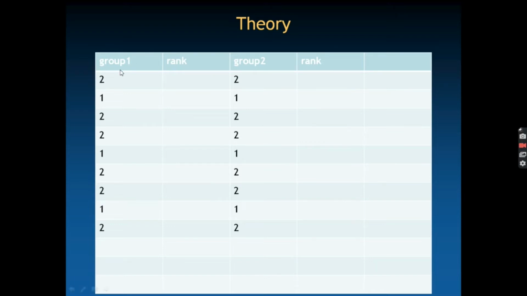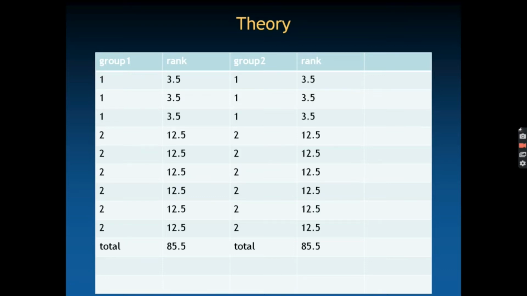So what will happen? Suppose group 1 has different scores and group 2 has different scores, and we believe that if there is no difference, then there should be no difference when we are giving them a rank, and there would be no difference when we are summing their rank group-wise. So let us see what will happen.